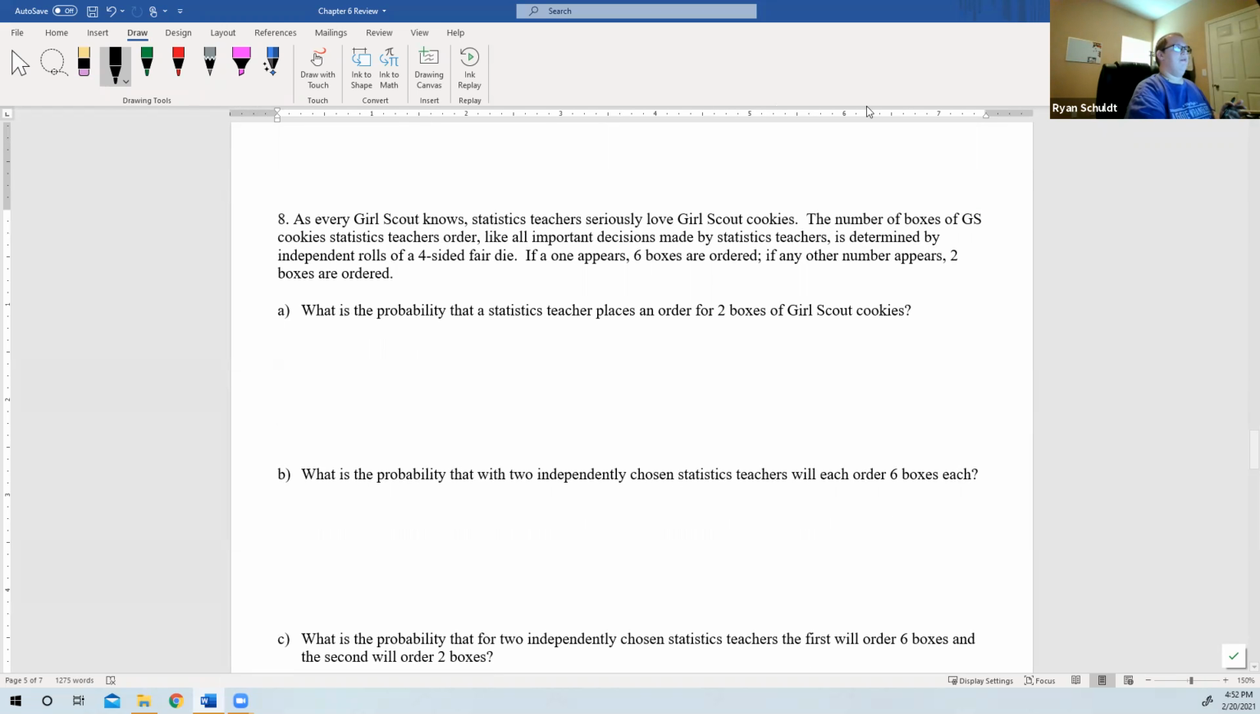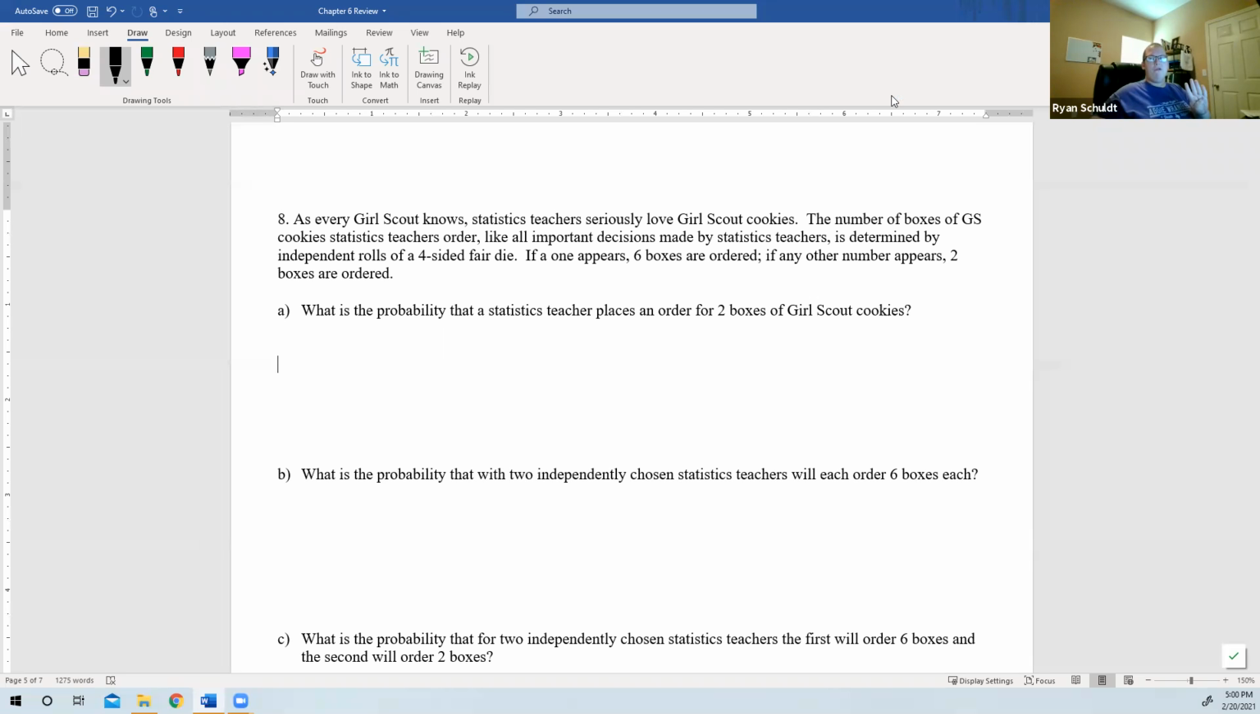Okay, so now let's look at number 8. It's kind of funny that we're doing this one now because we're right in the middle of Girl Scout cookie season. And if you're a Girl Scout, you probably know statistics teachers seriously love Girl Scout cookies. The number of boxes of Girl Scout cookies statistics teachers order, like all important decisions, is determined by the roll of a 4-sided fair die, not a 6-sided.